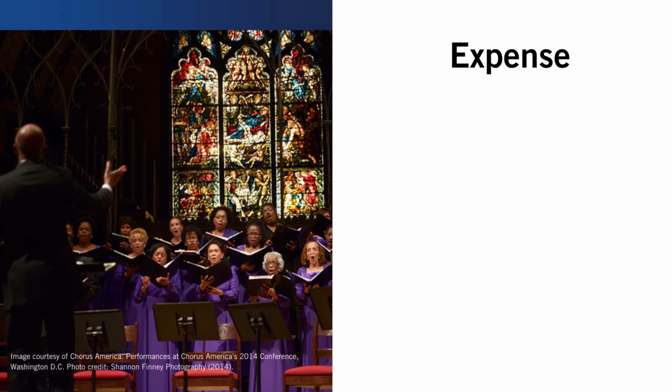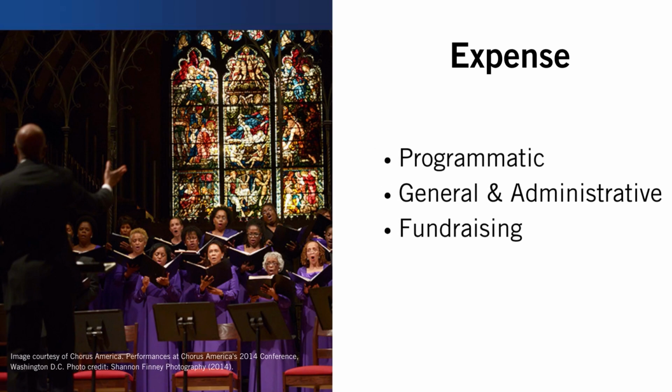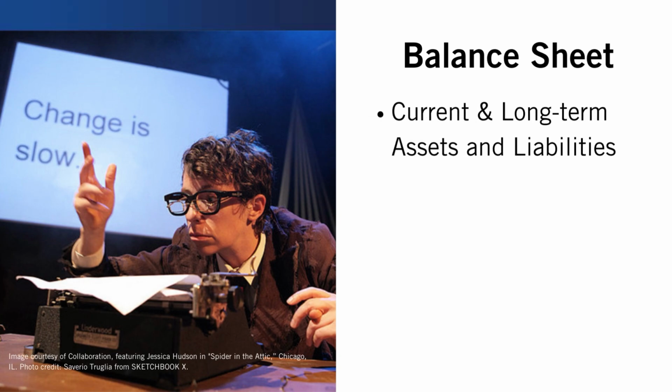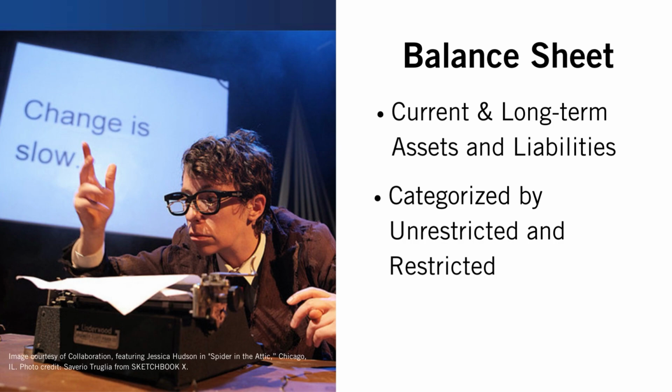The expense section allows organizations to split out line items into 3 functional categories: programmatic expenses, general or administrative, and fundraising expenses. The balance sheet section collects both current and long-term assets and liabilities, broken out by restriction for audited organizations or aggregated for non-audited organizations. Net assets are also calculated and available.